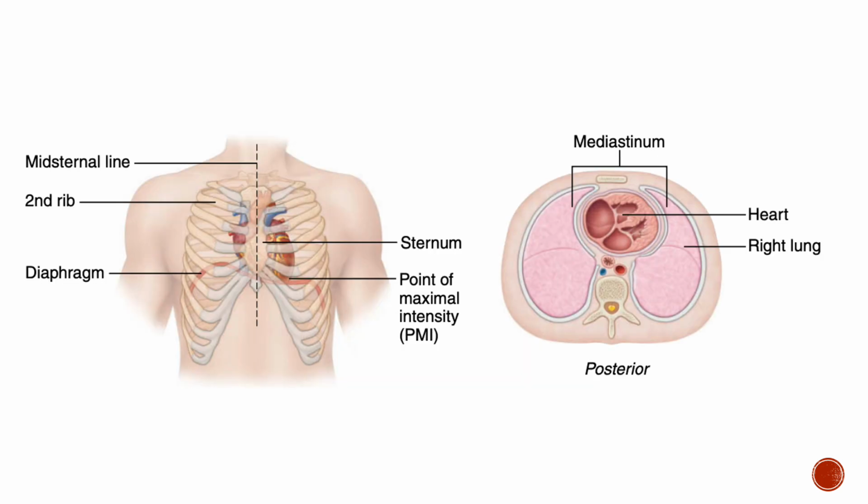This slide shows the location of the heart within the thorax. It is clear from the left picture where the heart is located in relation to the sternum and the ribs. The picture on the right shows the cross-sectional view showing the relative position of the heart in the thorax.